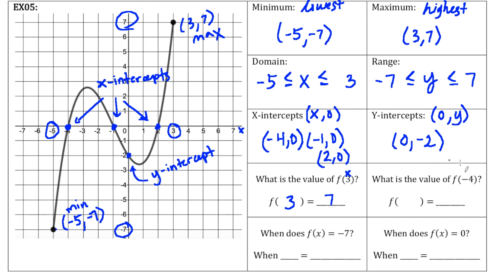Let's try it again. Remember that this inside number is the x. So what is f of -4? So f of -4. Let's go to where x is -4. And what's the y? Well, the y, you don't go up or down, is 0.